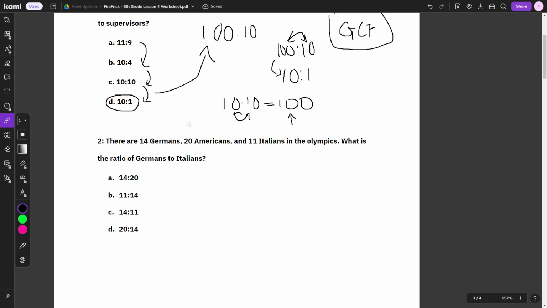There are 14 Germans, 20 Americans, and 11 Italians in the Olympics. What is the ratio of Germans to Italians? Well, 14 Germans, 11 Italians. 14 to 11. Seems like a pretty likely answer. Let's look at the other choices. 14 to 20, not it. 11 to 14, not it. 14 to 11, there we go.